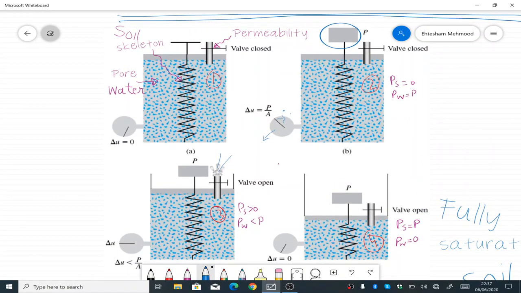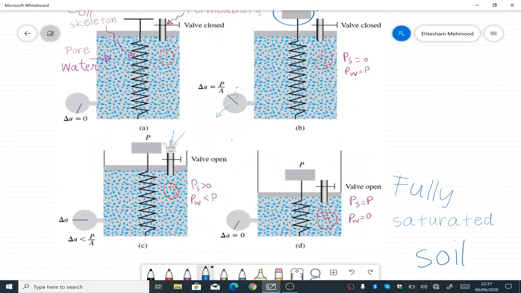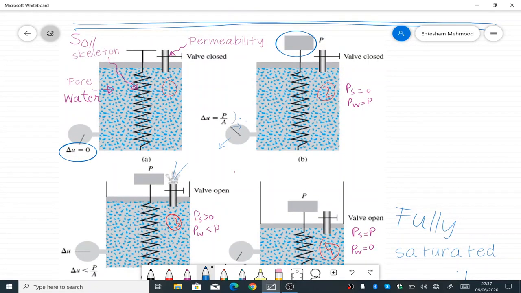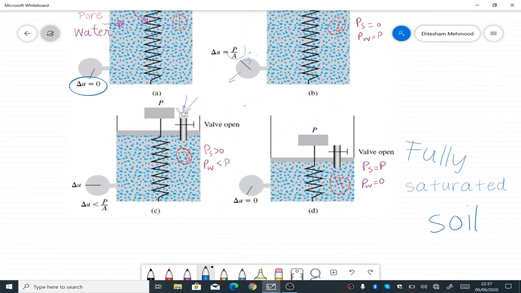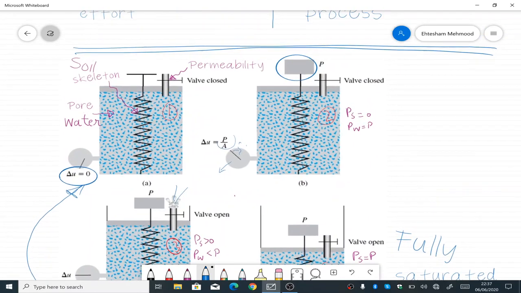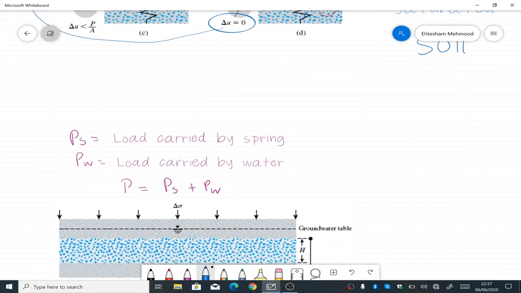Initially, when there is no load, pore pressure is 0, that is indicated by this drawing here. Once we apply a load, the pressure is equal to P over A, where P is the applied load and A is the area of the cross section of the cylinder. After a certain while, when we allow the valve to open, pore pressure would reduce from the maximum value, that was P over A, and at the end when all the excess water has moved out, pore pressure would again become 0. That was also the initial condition, and all the load P would be carried by the spring itself.